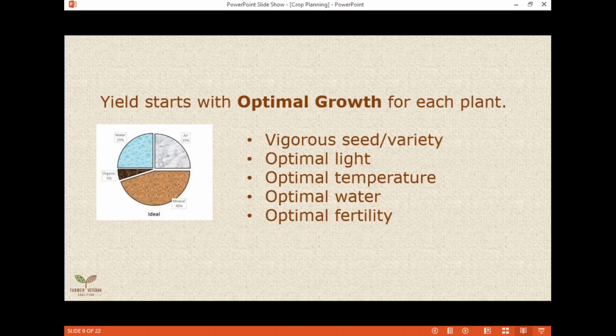Yield starts with optimum growth for each plant. We reviewed these things. You've got to have the right seed, the right light, the right conditions, the right water, the right temperature, the right fertility. Everything's got to be in place. We went through some deterrents to optimal growth, but the yield starts with every individual plant being grown correctly.